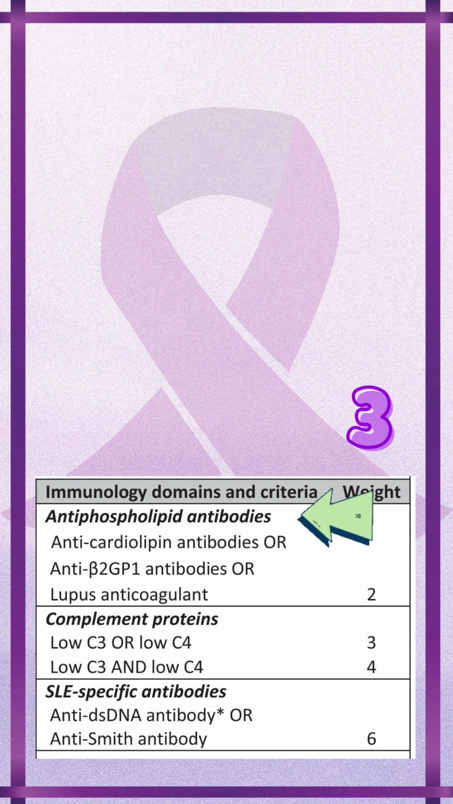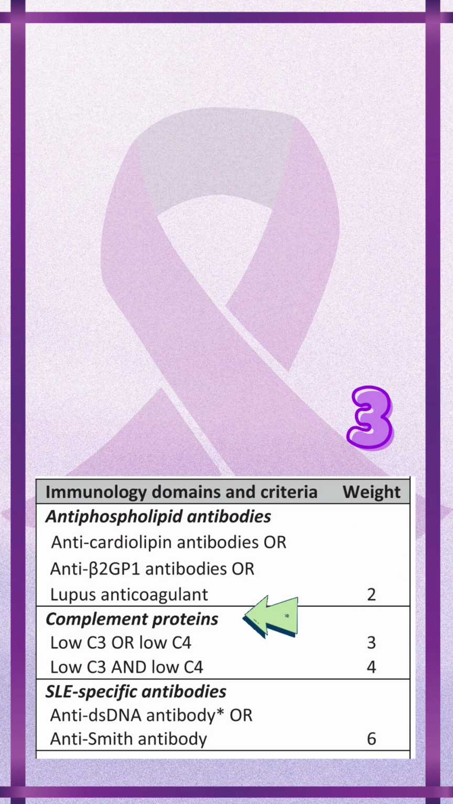There are 3 types of antiphospholipid antibodies, okay? First one being the anti-cardiolipin antibody. Second one being the anti-beta-2 glycoprotein antibody. And the third one being the lupus anticoagulant antibody. If any one of these antiphospholipid antibodies test positive, you will score 2 points.